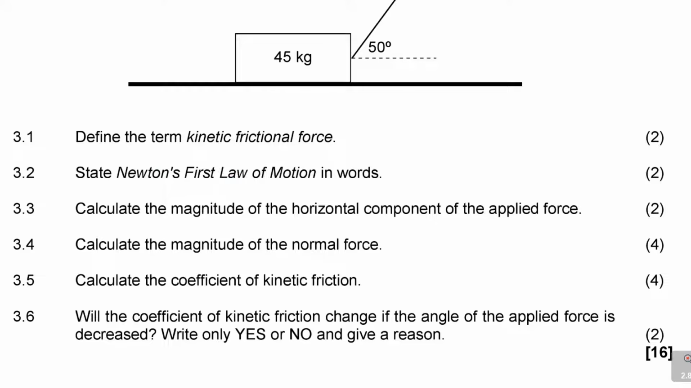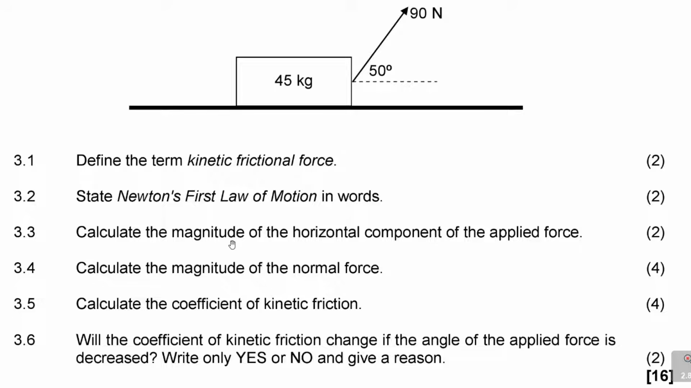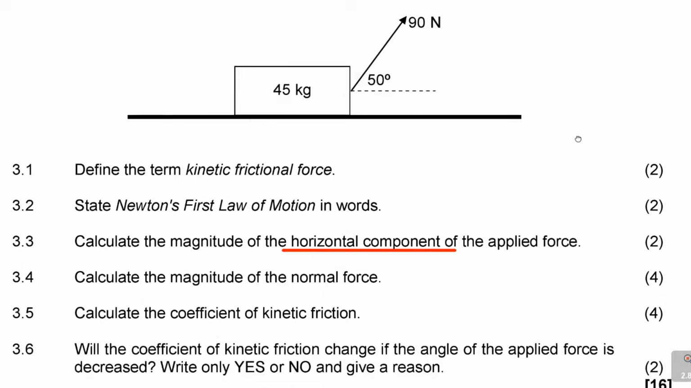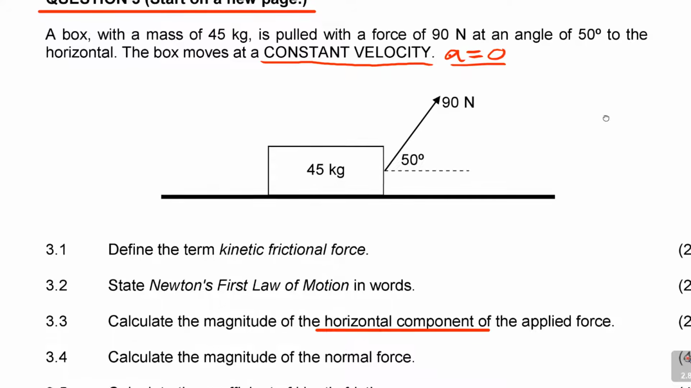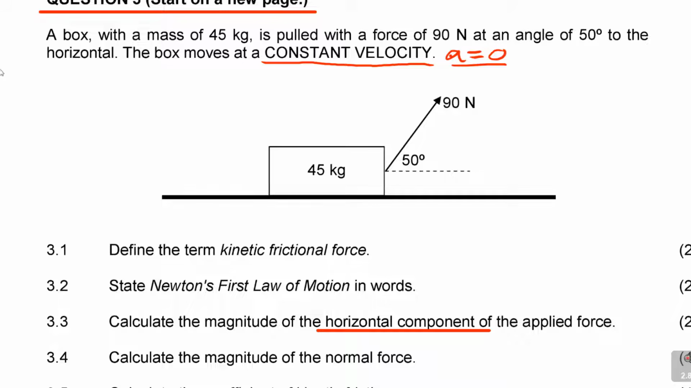Moving on, calculations is what I'm mainly interested in. Calculate the magnitude of the horizontal component. Previously, remember the question wanted vertical. Now this one says calculate the magnitude of the horizontal component of the applied force. So look at this. It's pulled with a force. So 90 here is your F applied. That's the 90 newtons. So calculate the magnitude of the applied force. They gave you 2 marks.